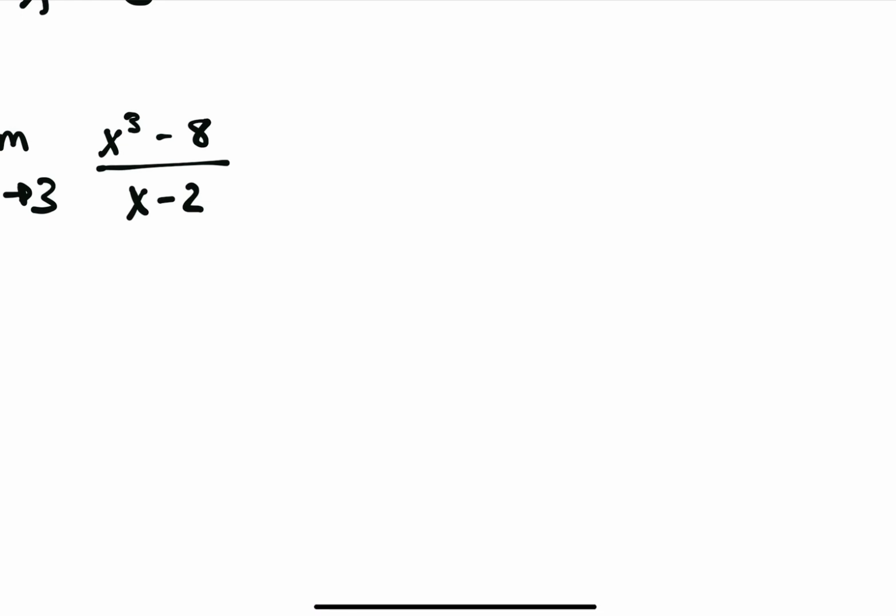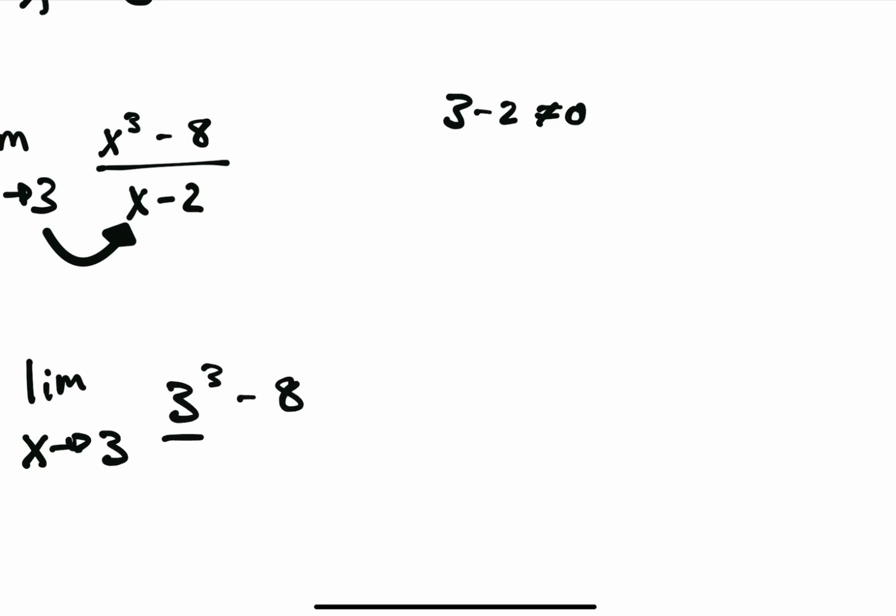So we have the limit as x is approaching 3. If we plug 3 into the denominator of this function, we still get a defined function because 3 minus 2 is not equal to 0. So we're not going to have 0 in our denominator. That means 3 is in the domain of the function because it's a valid x value to plug in. It gives us a valid answer. So we're going to have the limit as x is approaching 3 of (3 cubed minus 8) over (3 minus 2).